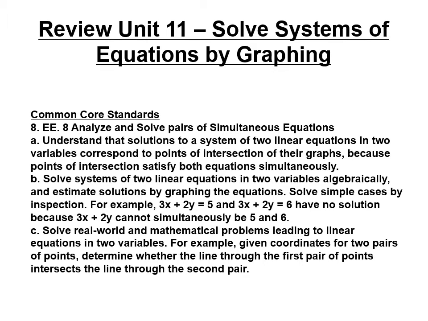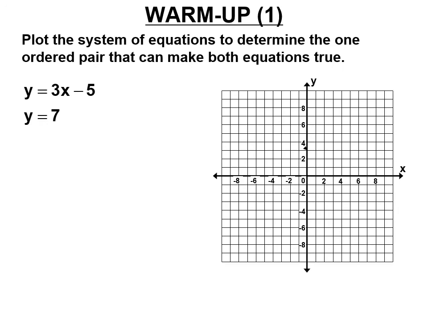Okay, welcome to the review for Unit 11. We're going to solve systems of equations by graphing. All right, so we started with just plotting them. They're in slope-intercept form. This one starts at (0, -5) and has a slope of 3. The slope of 3 is over 1, up 3, over 1, up 3, and looks like that.